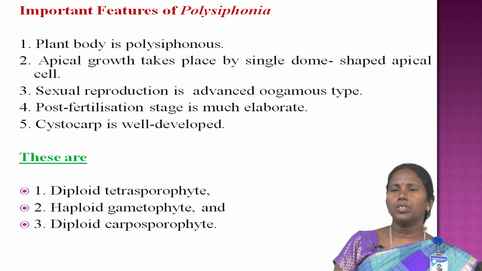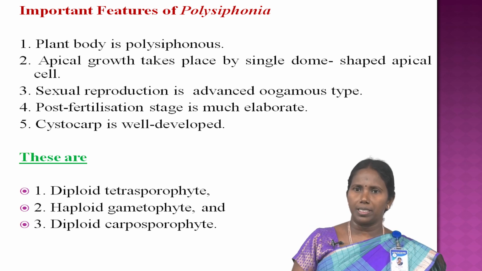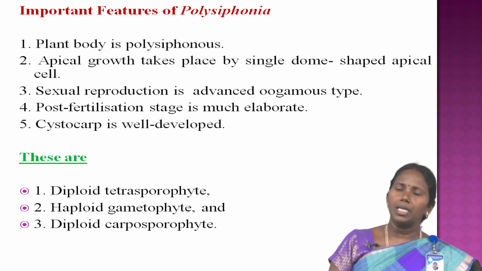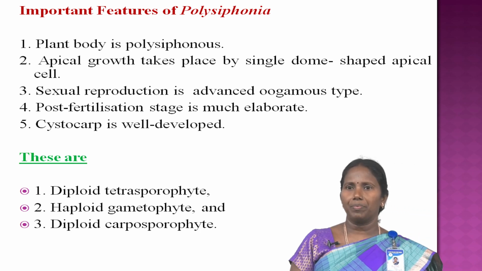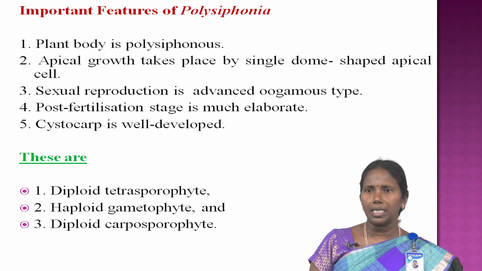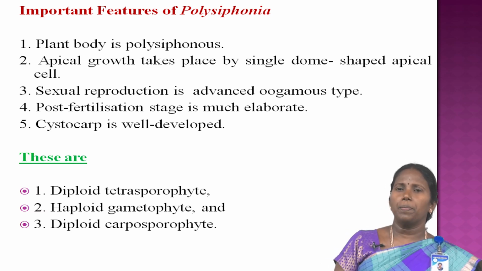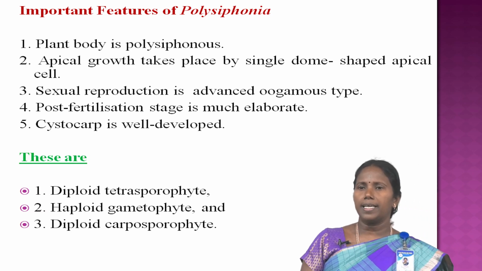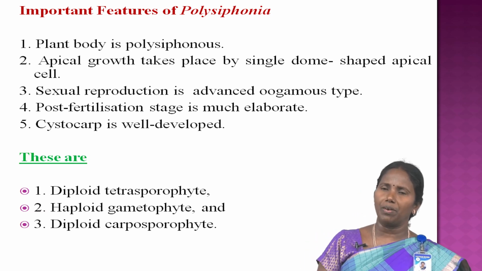Important features of Polysiphonia. The plant body is polysiphonous. Apical growth takes place by a single dome-shaped apical cell. The sexual reproduction is of the advanced oogamous type. Post-fertilization stages are much elaborate. The cystocarp is well developed.